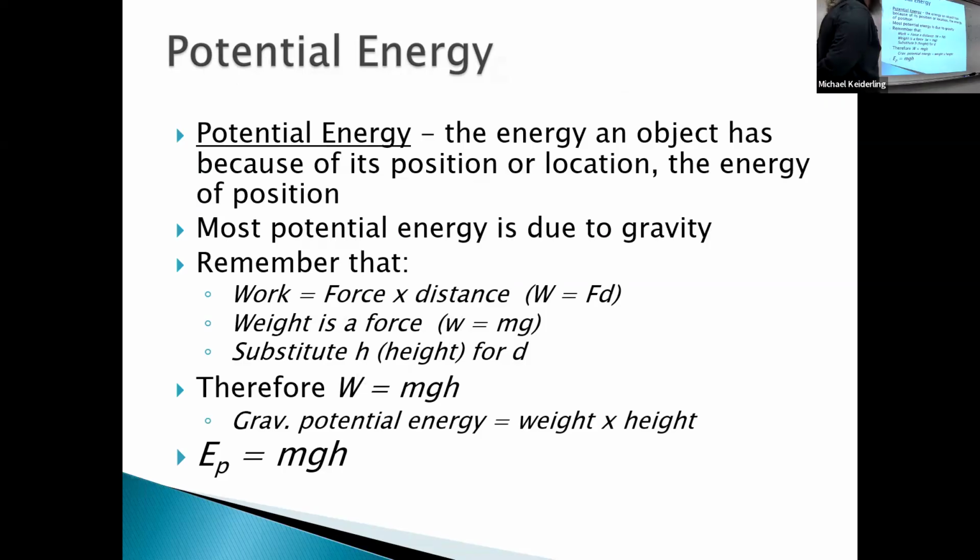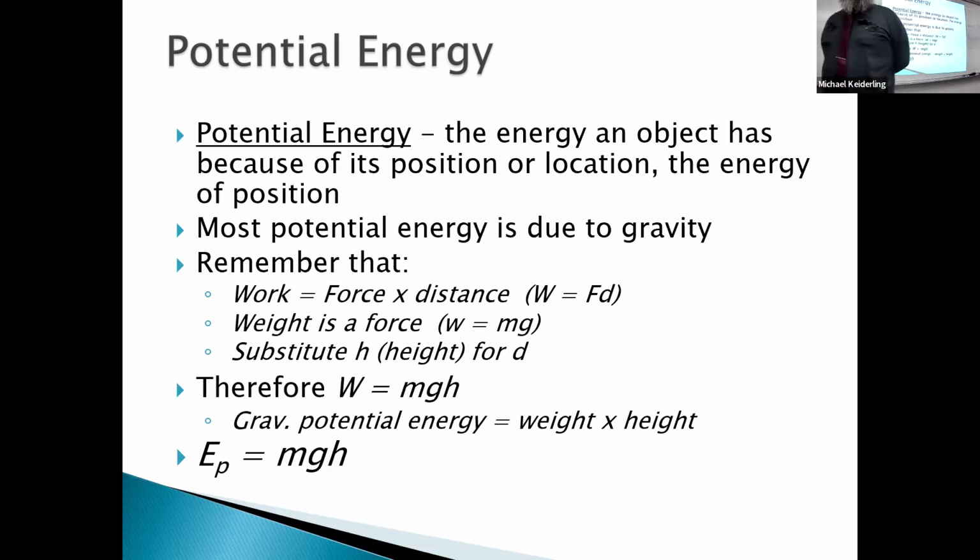So potential energy is the energy an object has because of its position or location. It is the energy of position. Basically, certain forces are what are called conservative, and conservative forces are forces where the work you do against the force, you can get back afterwards. So like for gravity, I can do work against gravity, and then I can drop this and get that work back as kinetic energy.